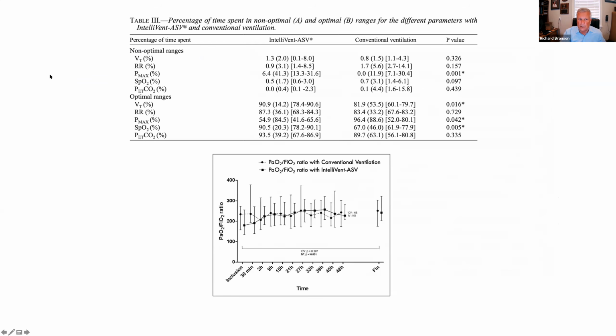And I'll just show you real quick that they're looking at the percentage of time spent in non-optimal and optimal ranges. And clearly within this group, you have people in optimal ranges far more often with Intellivent with respect to tidal volume and the Pmax than you do with other ventilators, and SpO2 as well, by preventing hyperoxia.